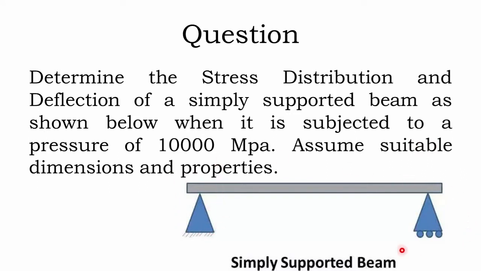So this is a simply supported beam. If they give pressure, it means we have studied this as a uniformly distributed load, UDL. So throughout the beam uniformly the pressure is 10,000 megapascal or 10,000 Newton per mm square. This is the only value given in the question. All the other values we are going to assume: material and material properties, and dimensions also we will be assuming as per our requirement.